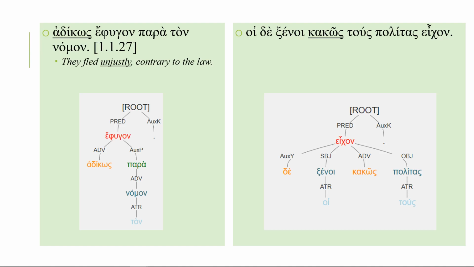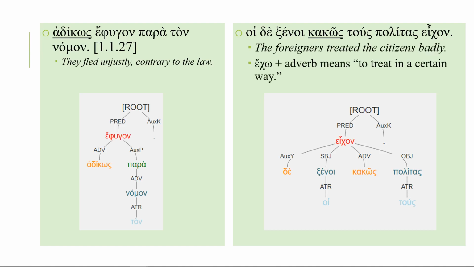Now that sounds odd, doesn't it? Why? What are they holding them in prison or what? Well, there's an idiom in Greek. You use the word echo with an adverb, and it means to treat in a certain way. So what it's saying actually is they treated the citizens badly. They had them badly. They had them in a bad state. And you'll see this fairly often, some kind of idioms like this. We have idioms in English all the time. So these are just basic garden variety adverbs like kalos and adikos.